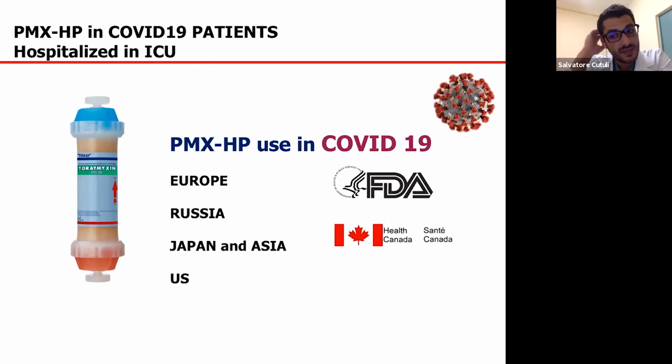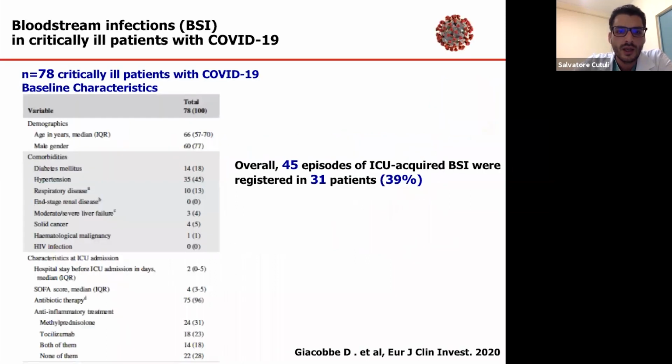And there is maybe also a role of polymyxin B hemoperfusion in patients with COVID-19. I showed some preliminary data. And here we have an overview of the use of polymyxin B hemoperfusion worldwide. It was approved in Europe, in Russia, in Japan, in Asia, and in the US. Of course, it is suggested as a compassionate use, so only for patients who are not responding to the standard therapy.